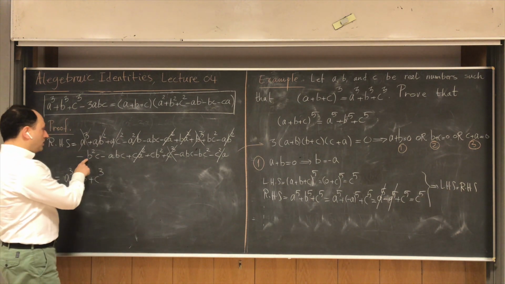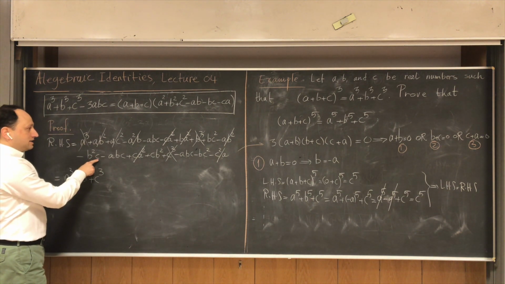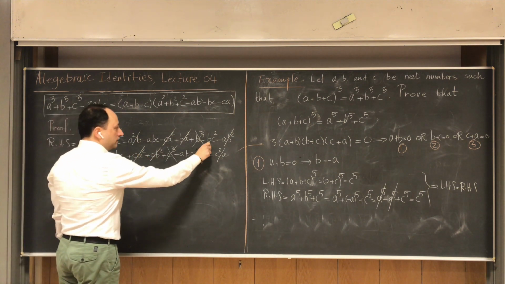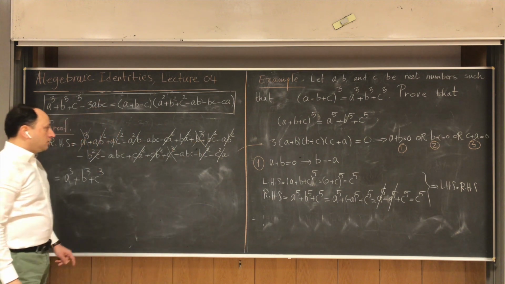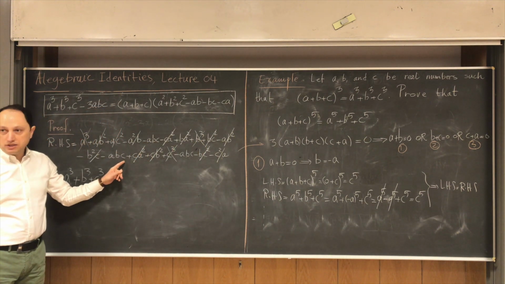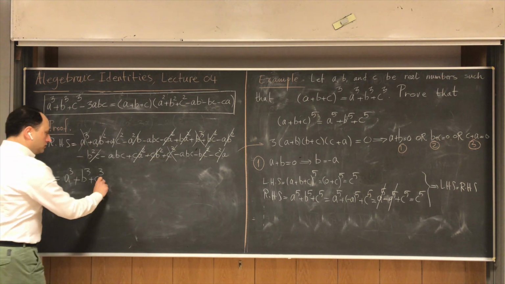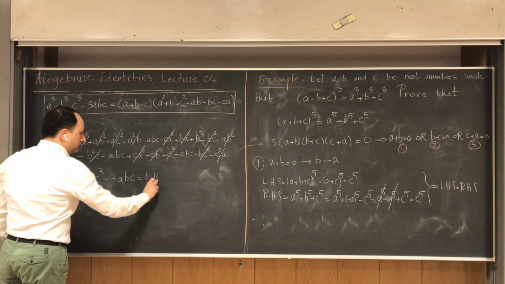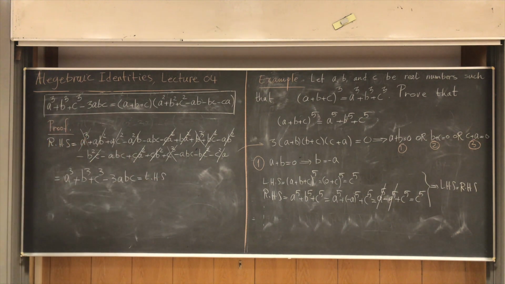And then I have minus b squared c. Where is it? It's here. That's also canceled. And then this one will also cancel that one. What is left is minus abc here, minus abc here, minus abc there. So it becomes minus 3abc, and that is the left side. So the proof is actually very simple.